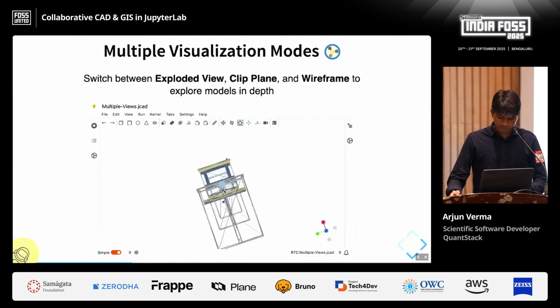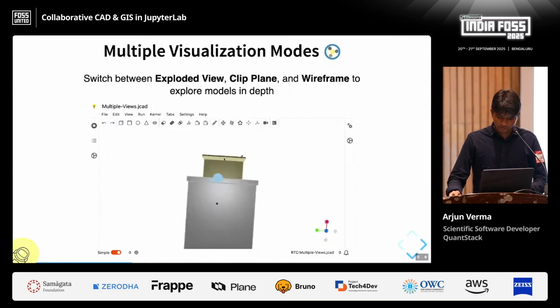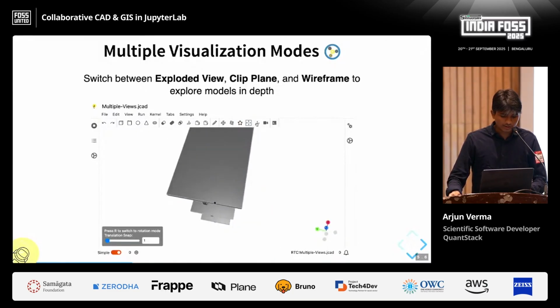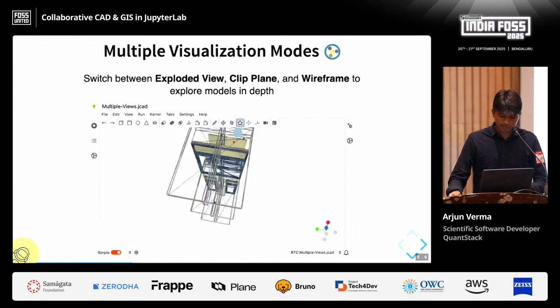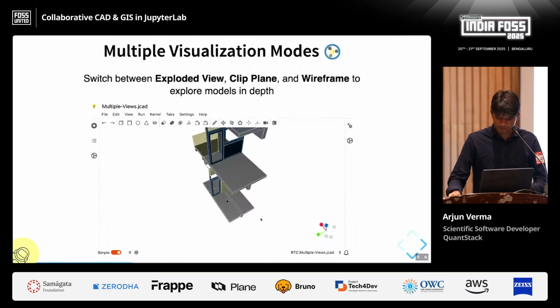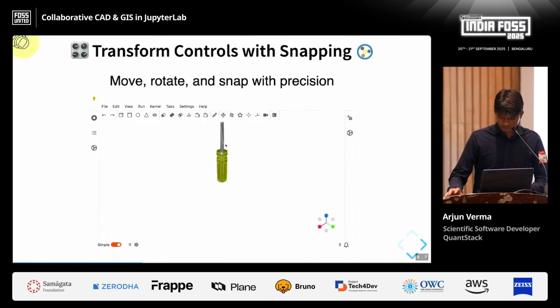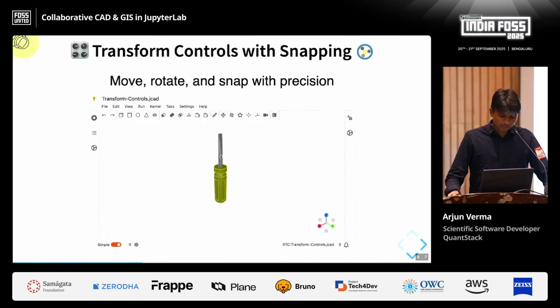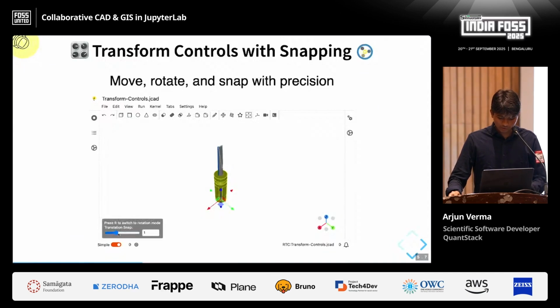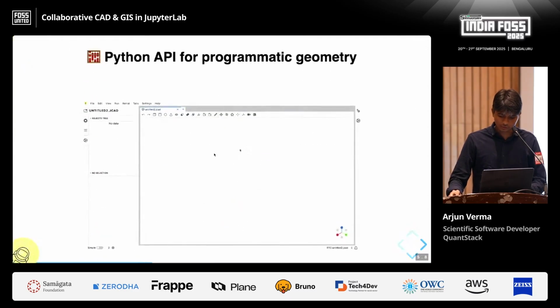And we also have the wireframe view. As you can see, if I enable it, I can see the wireframe of the model. And yeah, we also support transform control. As you can see, the pointer of this point is quite sharp, so I would not like to carry it in my bag, so I would just maybe remove it like this, and now I have a detachable screwdriver.